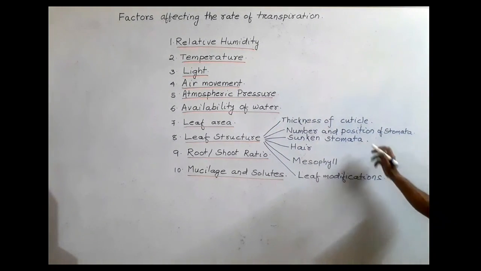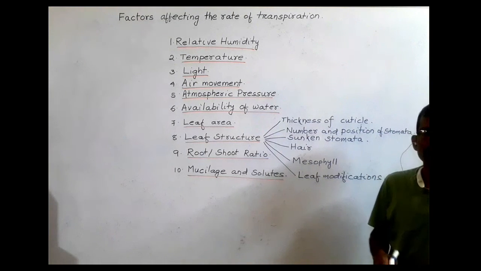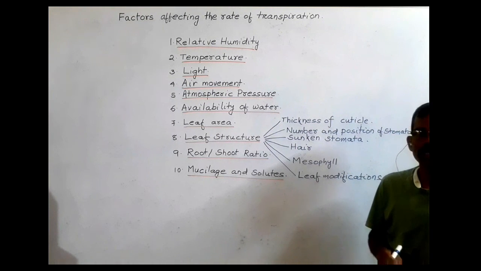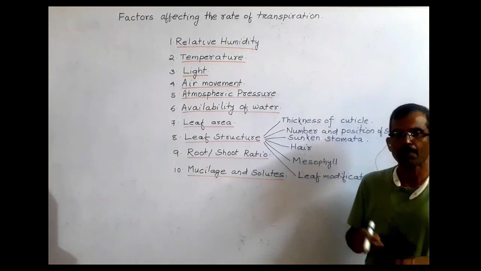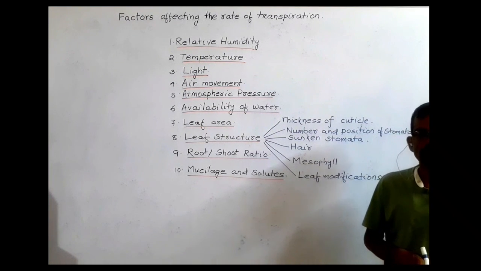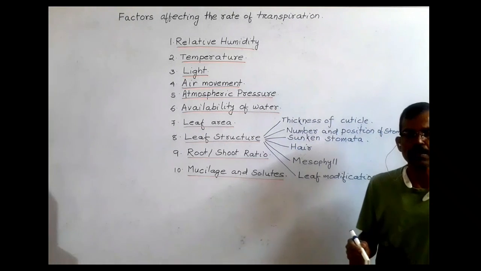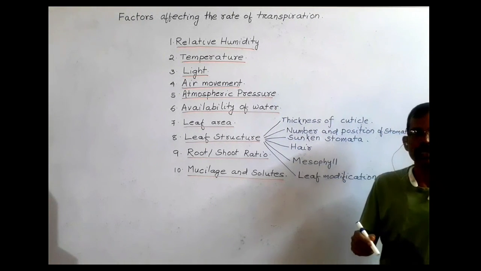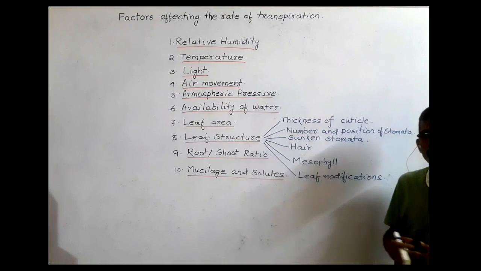Other factor is sunken stomata. In xerophytes, there are sunken stomata in which the stomata are located in a cup-like depression. The main purpose of the sunken stomata is to reduce the water loss by the process of transpiration. As the stomata are located in a cup-shaped depression, the air movement decreases inside it. So the rate of transpiration also decreases.